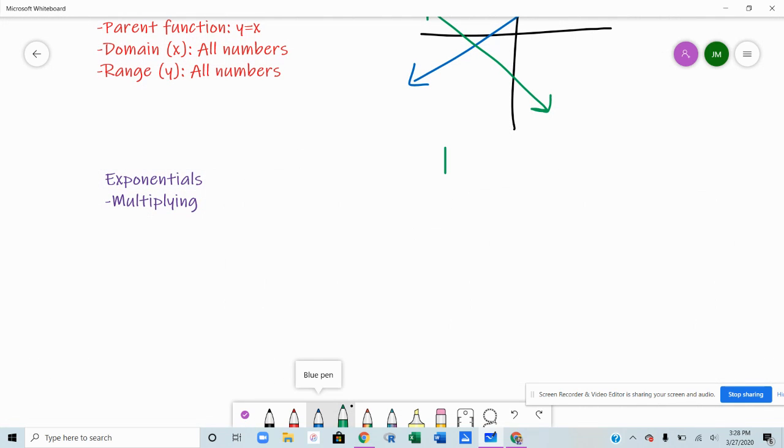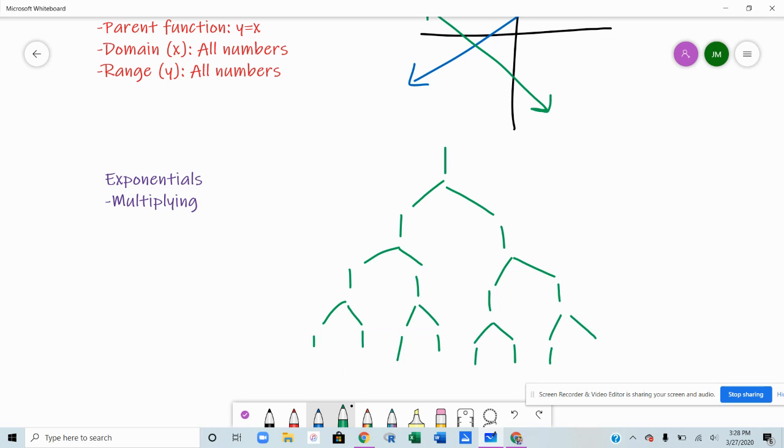One person had the coronavirus. They spread it to 2 of their friends. Then this person spreads it to 2 of their friends, and this person spreads it to 2 of their friends. And then this person spreads it to 2 of their friends, and so on and so forth, and there's your exponential.